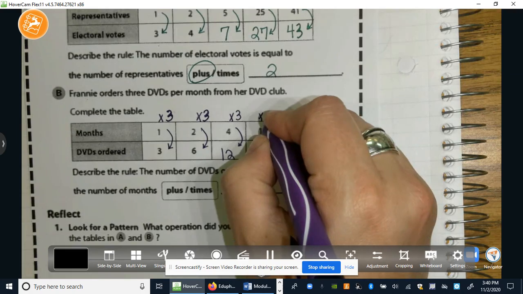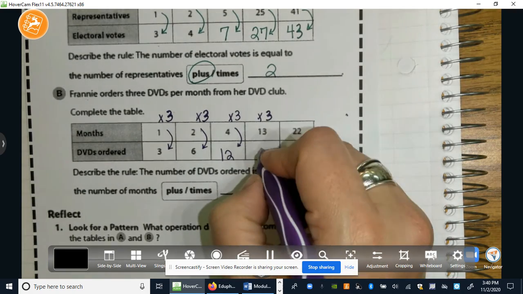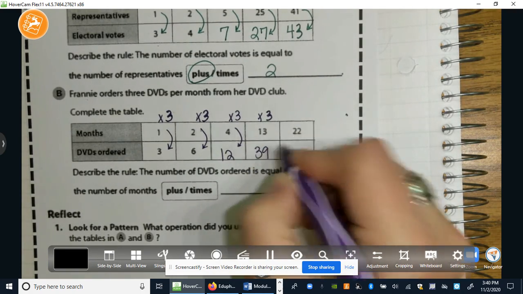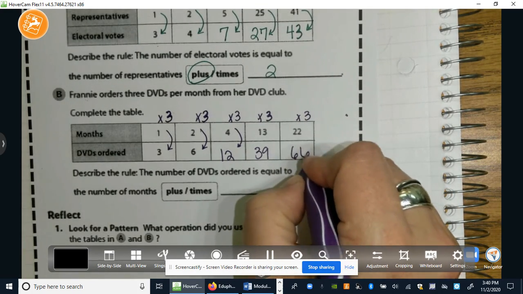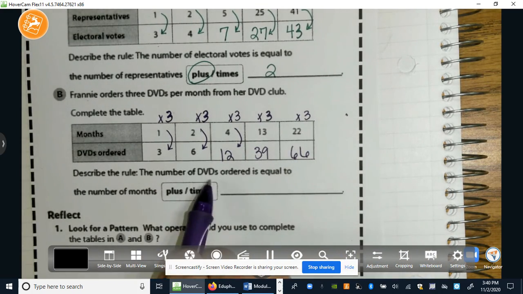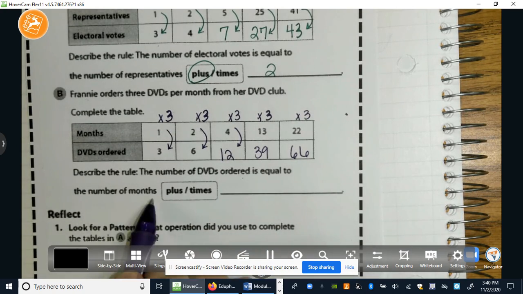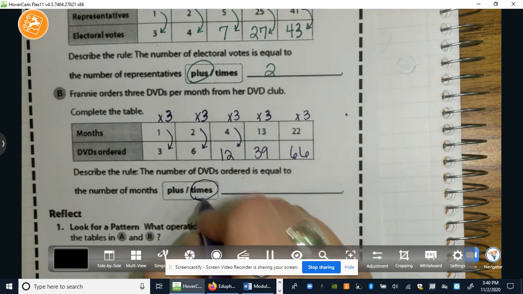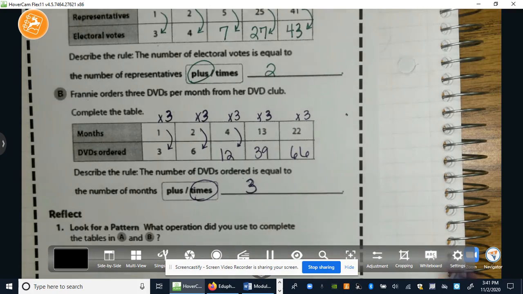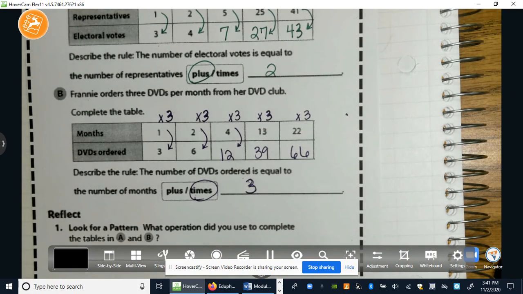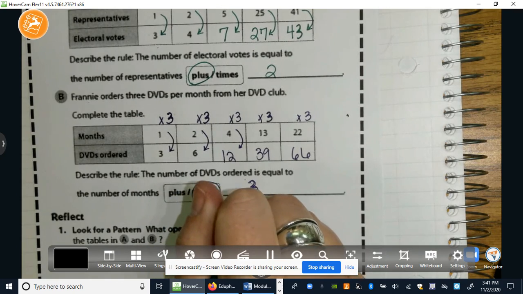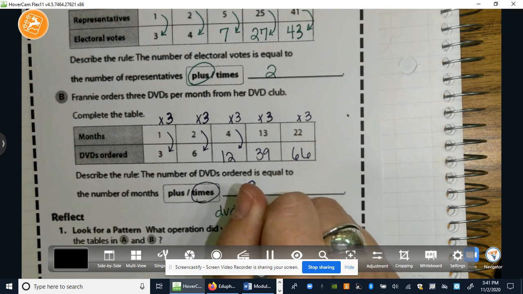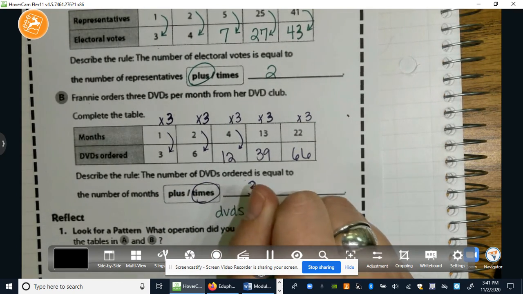13 times 3 gives me 39. 22 times 3 gives me 66. So the number of DVDs ordered is equal to the number of months times 3. So if we wrote this, we can say DVDs is equal to months times 3.